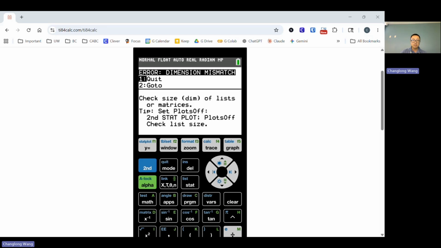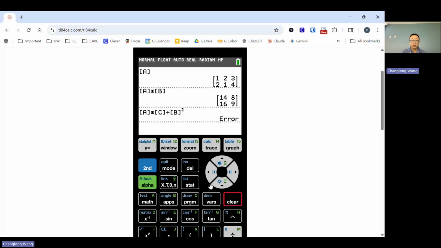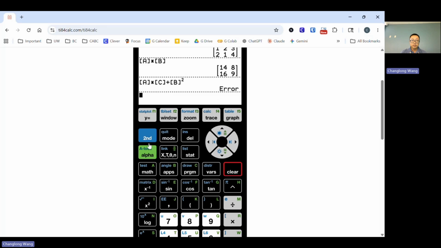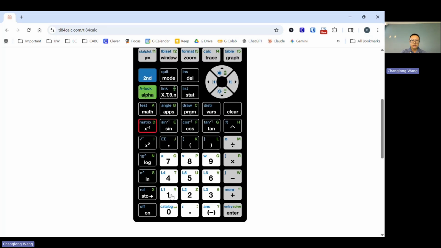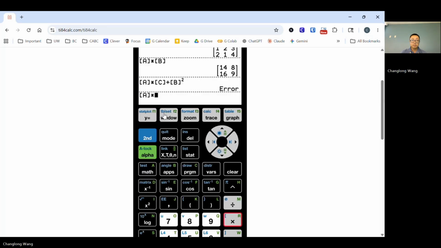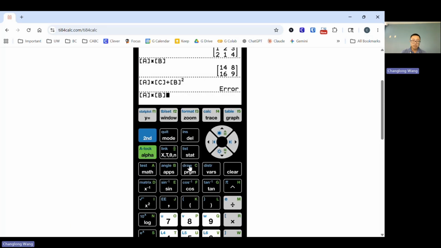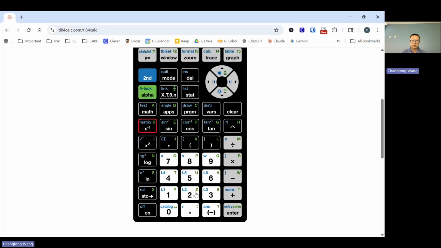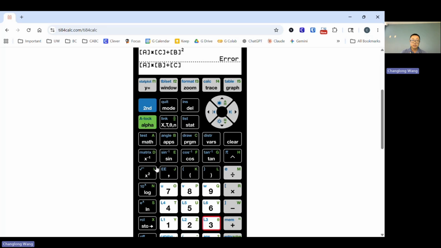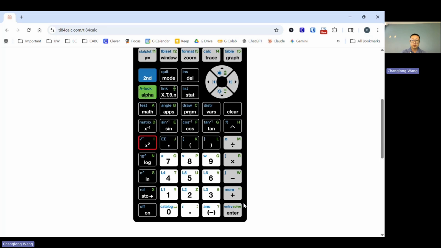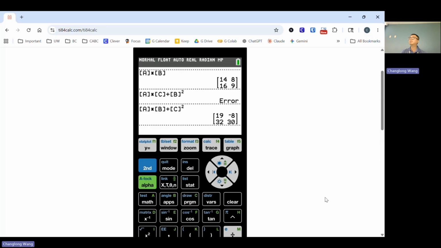Now let's just do one last calculation real quick. AB plus C squared. Let's do A times B, plus C squared. Let's go with second matrix C, square. There you go. Okay, that's how easy it is.